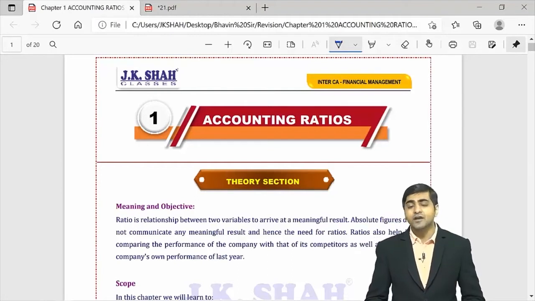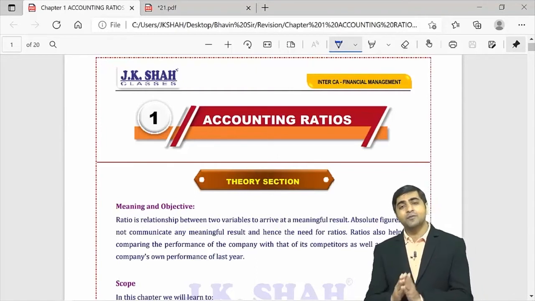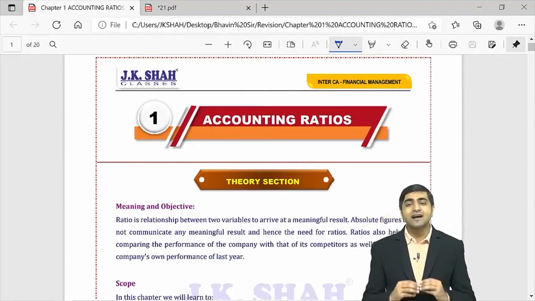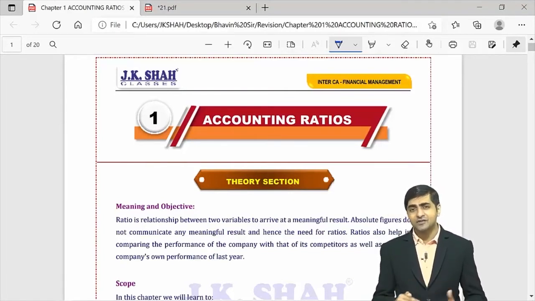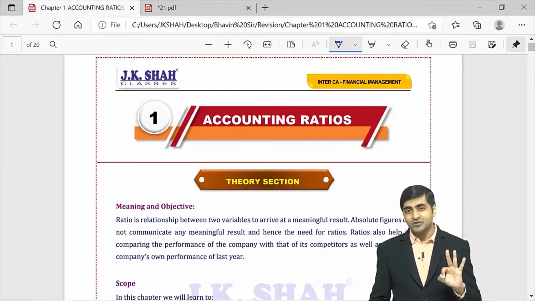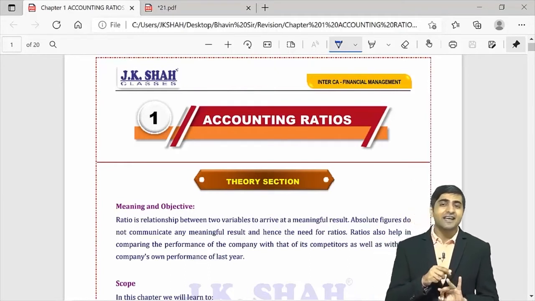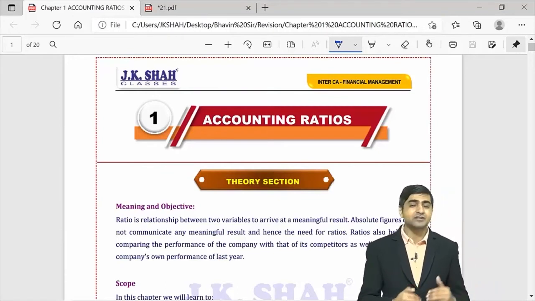The second type of questions are where the ratios will be given to you and you have to prepare the financial statements. And guys, the third type of questions are nothing but analysis of the different types of ratios and interpretations of the ratios. So guys, there are 3 types of questions in accounting ratios. The first type is financial statements available, calculate the ratios. Second type is ratios will be given, we have to prepare the financial statements. And third part is calculate the ratios and do analysis and interpretation.